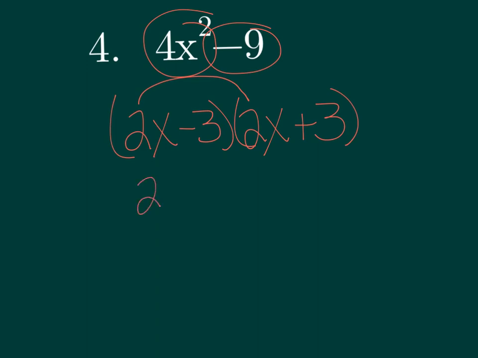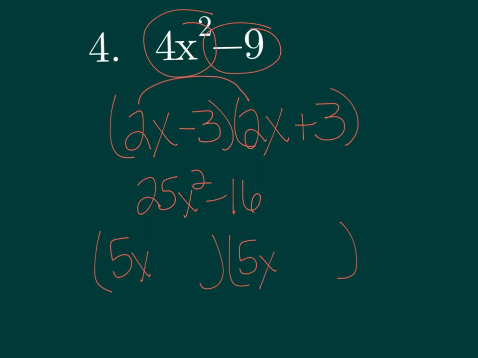So for example, if I had 25x squared minus 16, those are both perfect squares. So they would be split up as 5x and 5x, and then the 16 would be split up. One has to be a negative 4 and one has to be a positive 4. And then that would be my answer.